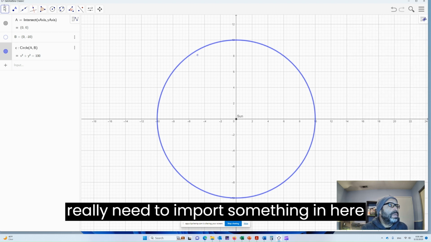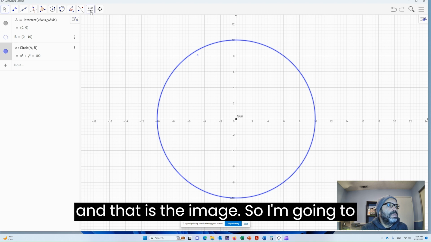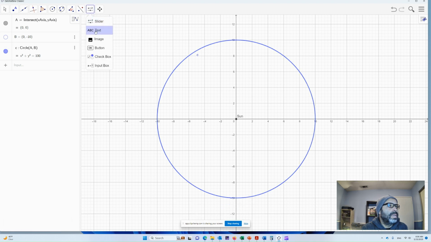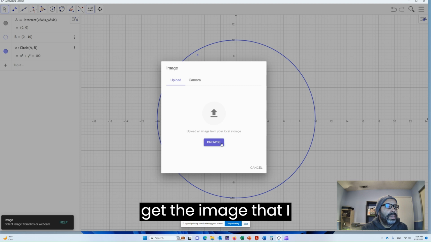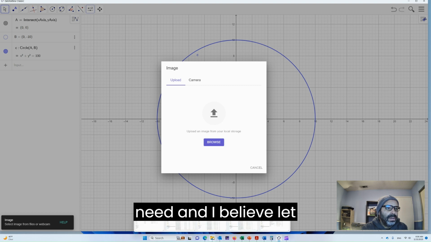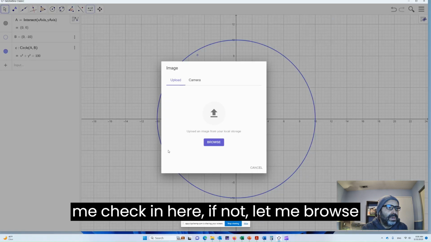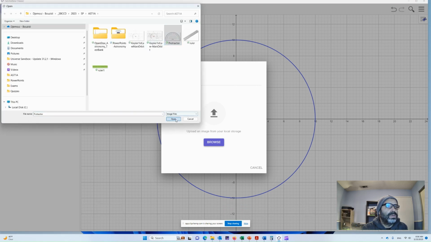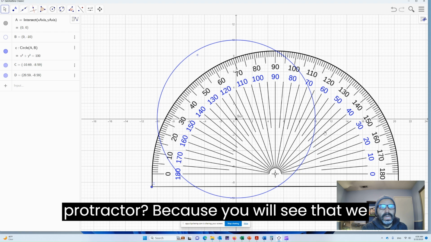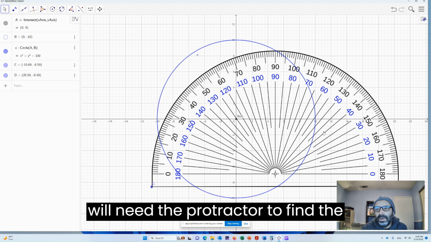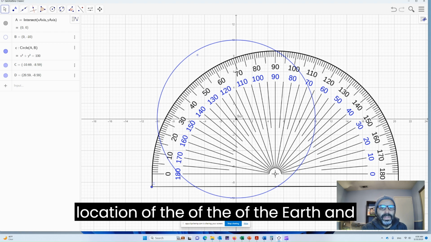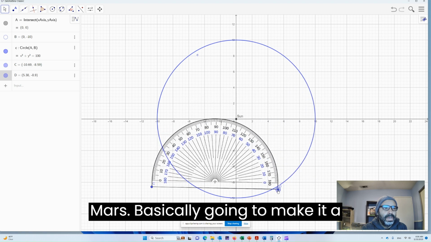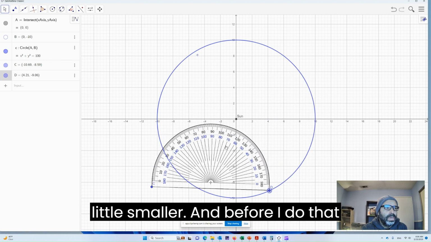I really need to import something in here, and that is the image. So I'm going to get the image that I need, and I believe, let me check in here. If not, let me browse for it. And it's in here. I need a protractor because you will see that we will need the protractor to find the location of the Earth and Mars. Basically, I'm going to make it a little smaller.